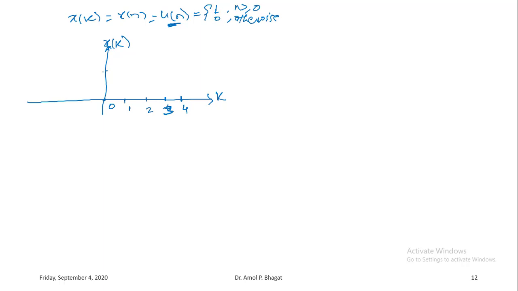So for k equal to 0, it will be 1. Similarly, for k equal to 1, again 1. Then for 2 it is 1, for 3 it is 1, for 4 it is 1, and so on. And for negative values of k, these values will be 0. So that is x of k.